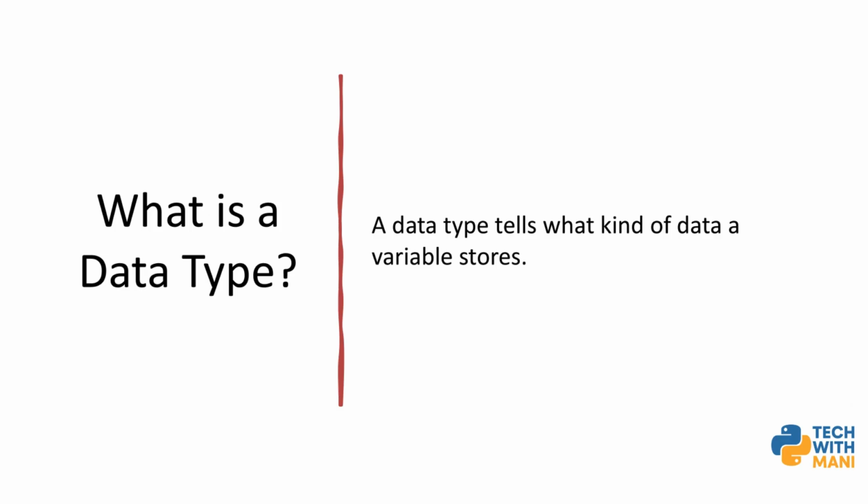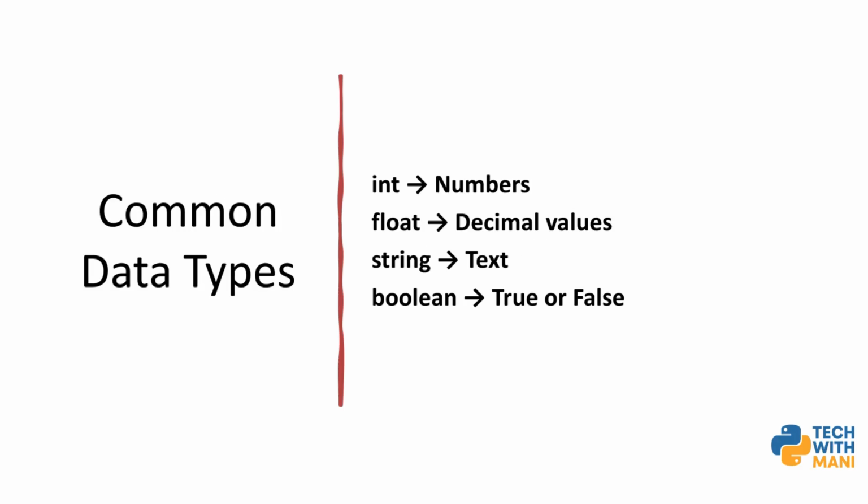Next, what is a data type? This is the main thing a developer should know. Here I am going to talk about the common data types only. Every variable in Python has a data type. A data type tells Python what kind of data is stored in the variable. Examples include numbers, text, or true/false values. What are the common data types in Python? Let's see.